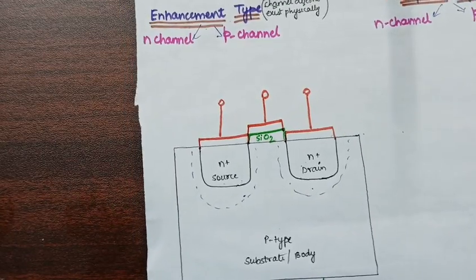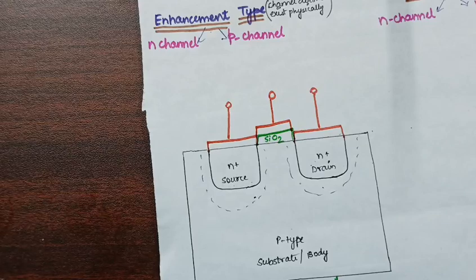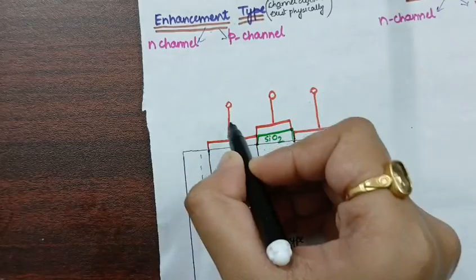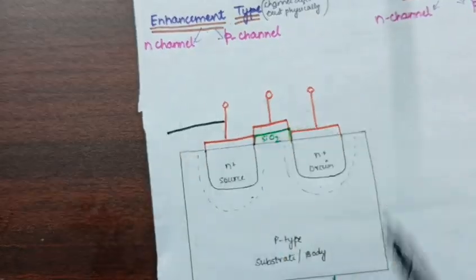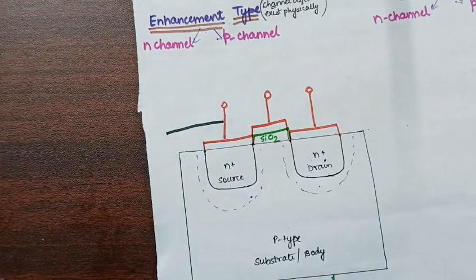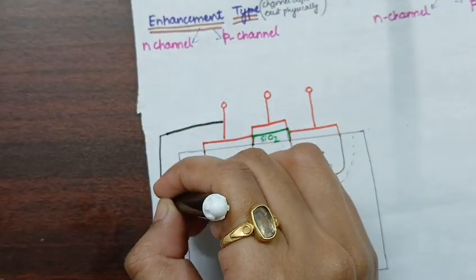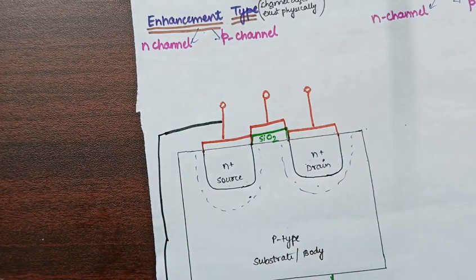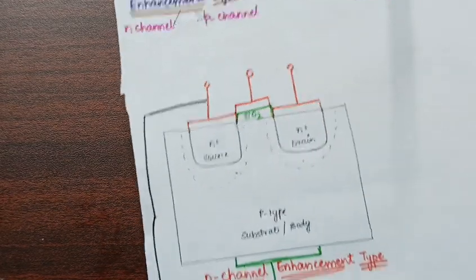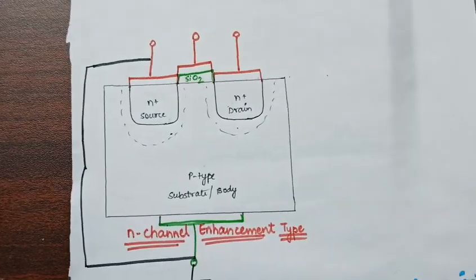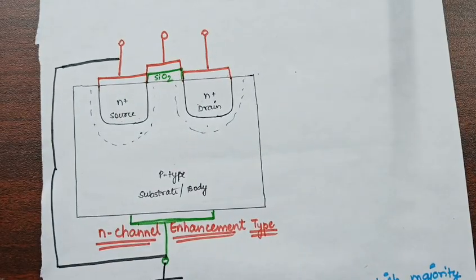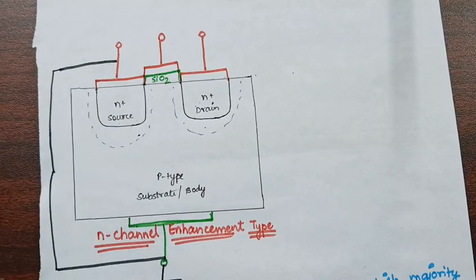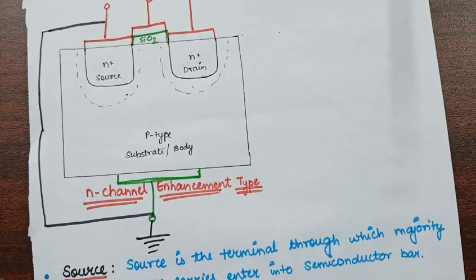Now what we do is we connect the source terminal and the body terminal to a ground. Now both the body terminal as well as the source terminal are connected, and they are grounded.